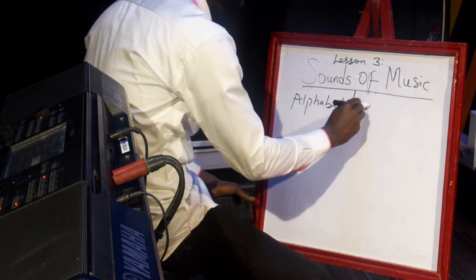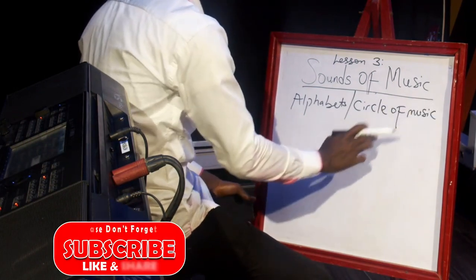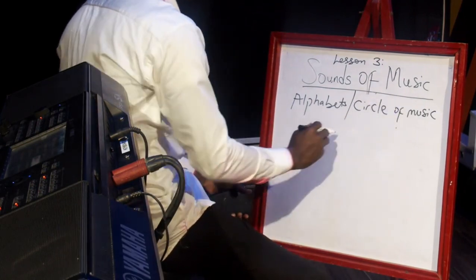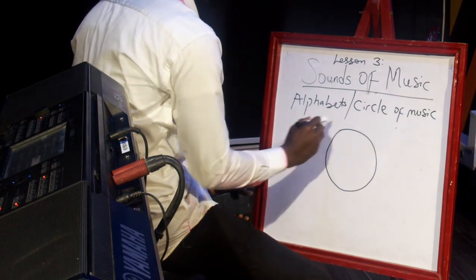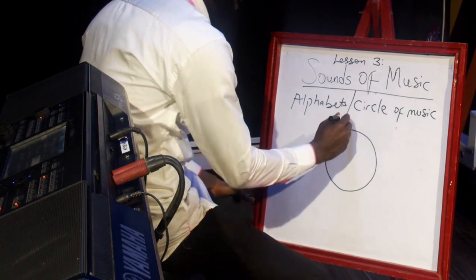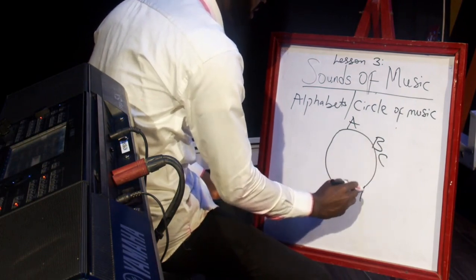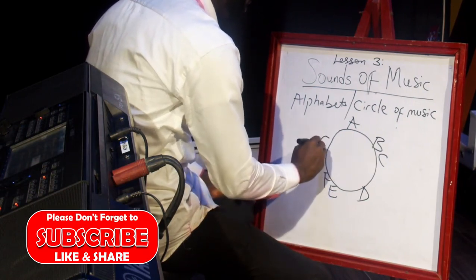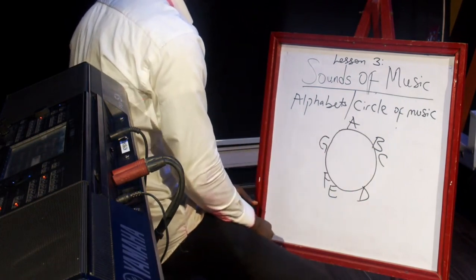Alphabet or circle of music, so that we can recognize these notes. So we'll draw a circle in order to recognize these notes. So we said letter A from those points, letter B, letter C, letter D, letter E, letter F, and letter G. These are all the alphabets that we use in music.